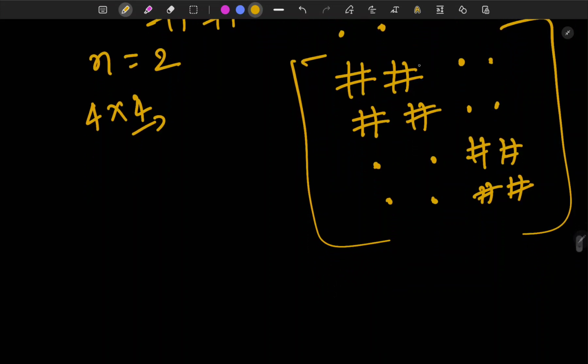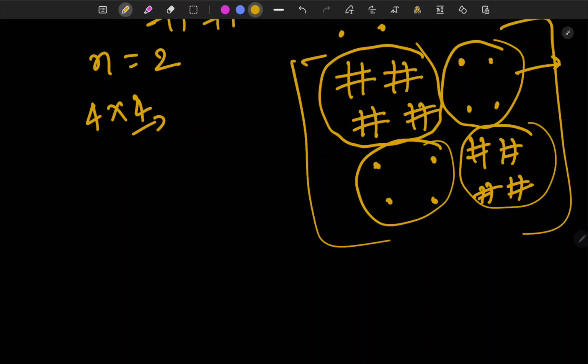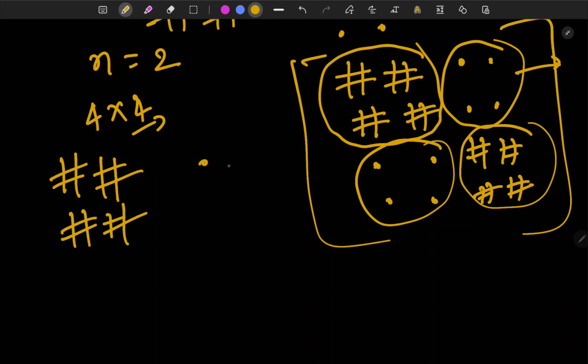Basically, if you see the structure of this matrix, every 2 cross 2 matrix, you have to fill with either this structure or that structure, and accordingly you have to print this matrix. So what will you do?